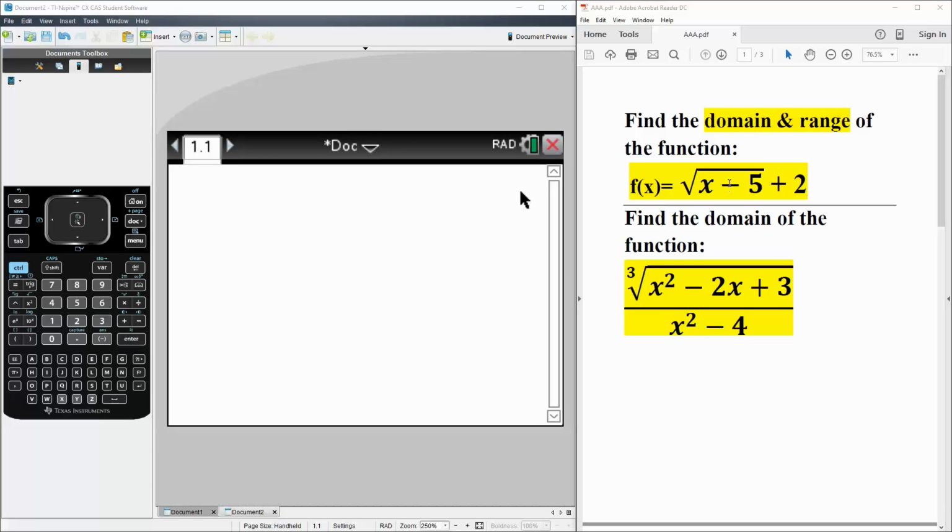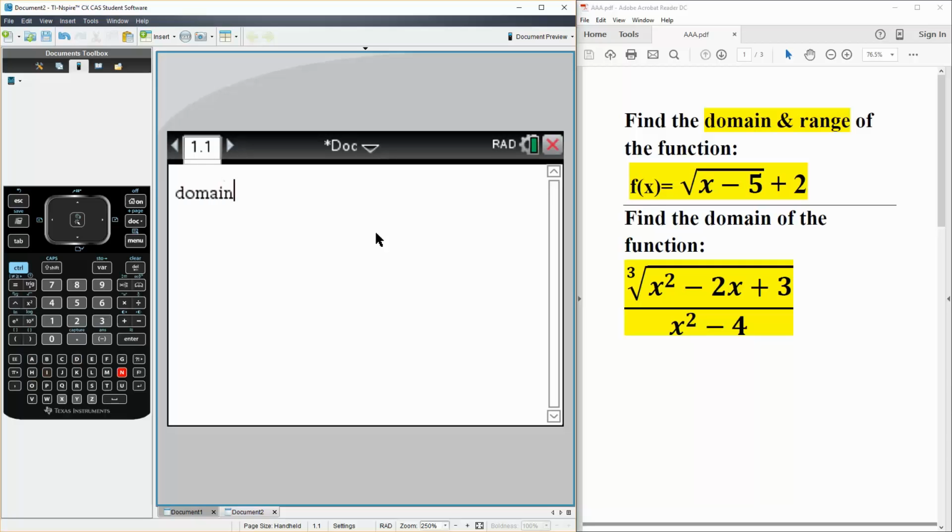Okay, in this video, we want to find the domain and range of this given function, and also we want to find the domain of this given function using the TI-Nspire. There's a built-in command to get the domain in the TI. If we write the word domain, D-O-M-A-I-N, watch.